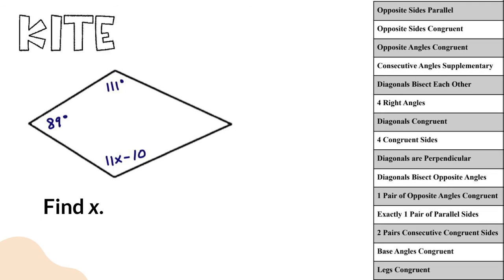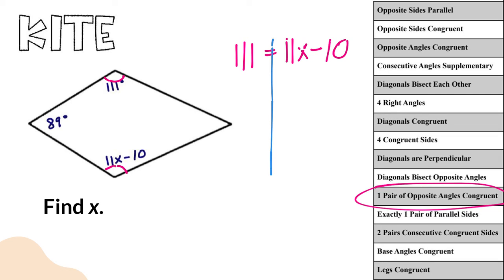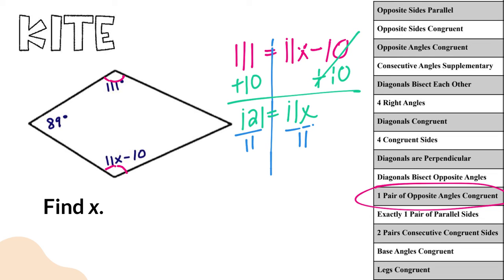So knowing that this is a kite, which property do I see here? I have exactly one pair of opposite angles congruent. So this angle is congruent to this angle. So that's going to be 111 equals 11x minus 10. And then I can go ahead and solve. So I'm going to add 10. And I get 121 equals 11x. I divide by 11, x equals 11.